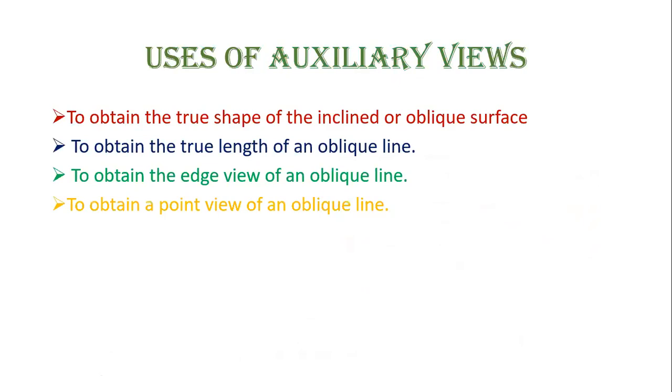Next, we will see the use of auxiliary view. The main use of an auxiliary view is to obtain the true shape of the inclined or oblique surface, to obtain the true length of an oblique line, to obtain the edge view of an oblique line, and to obtain a point view of an oblique line.